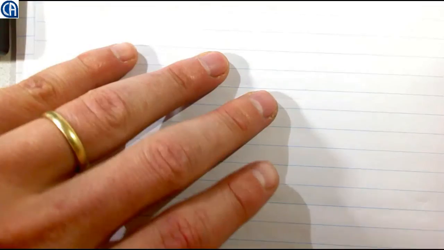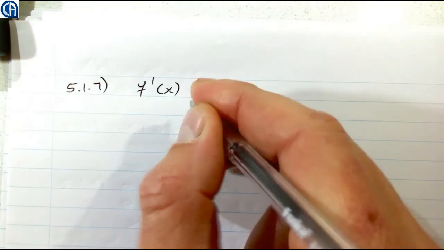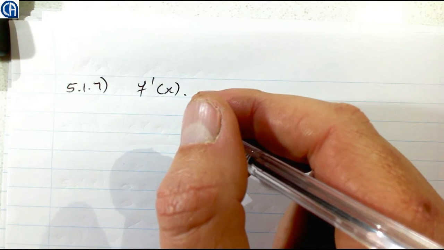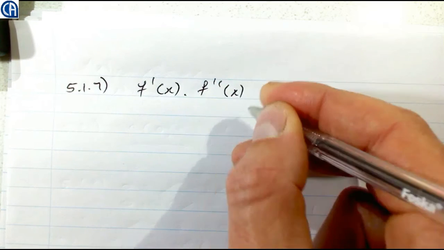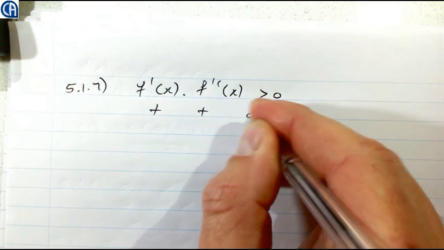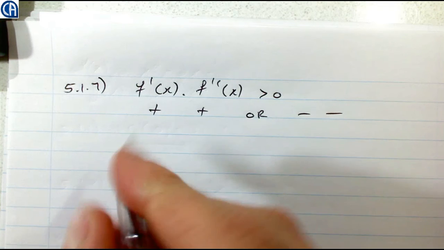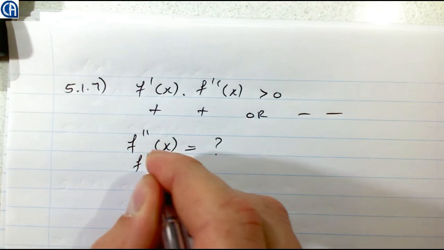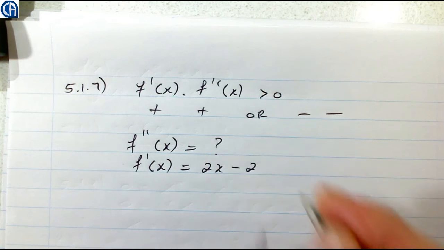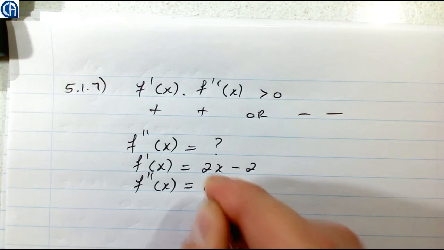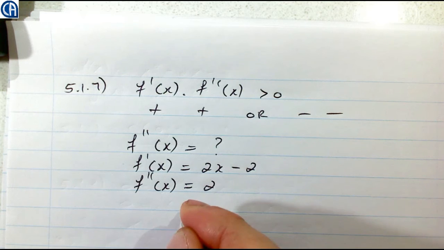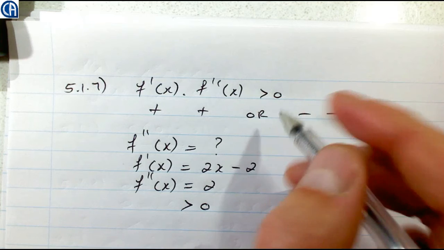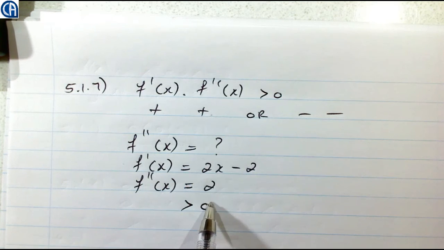Right, 5.17. 5.17 is your more higher order question of interpretation. So we got the derivative times... what's that? The point of inflection is greater than 0, which means where both are positive or where both are negative. Right. So let's see what the point of inflection will be. Okay. So let's see what the first derivative is. So the first derivative is 2x minus 2. So the point of inflection is 2. So the second derivative is 2. So that means that that is always greater than 0. So we can't have option 2. We can only have option 1, because this is always greater than 0.